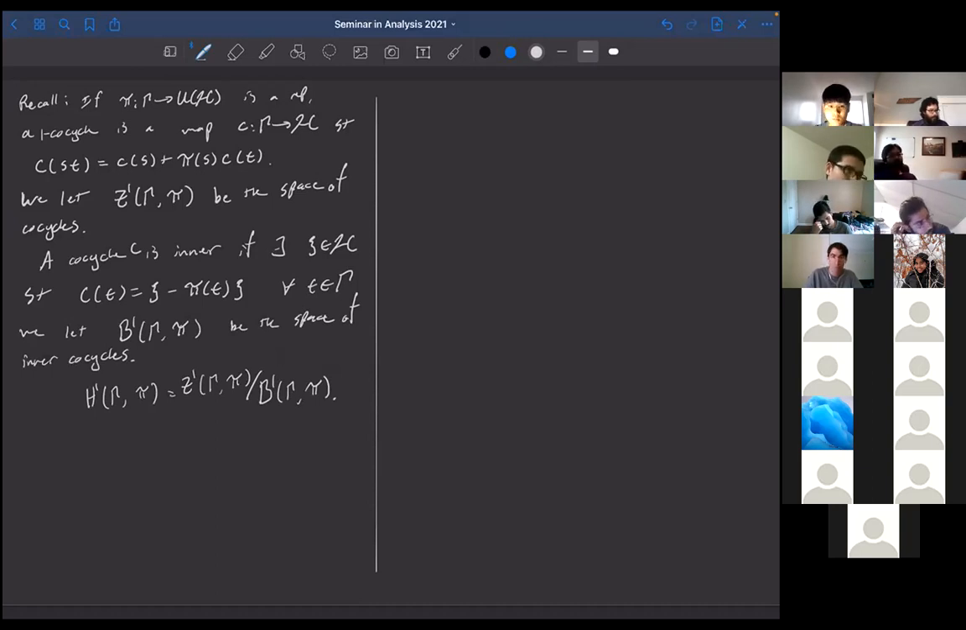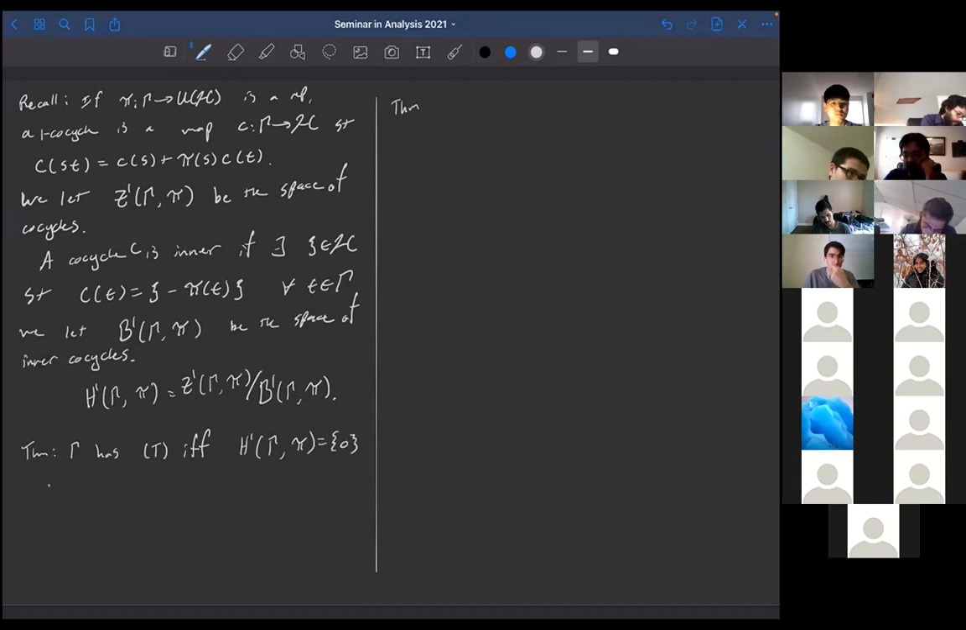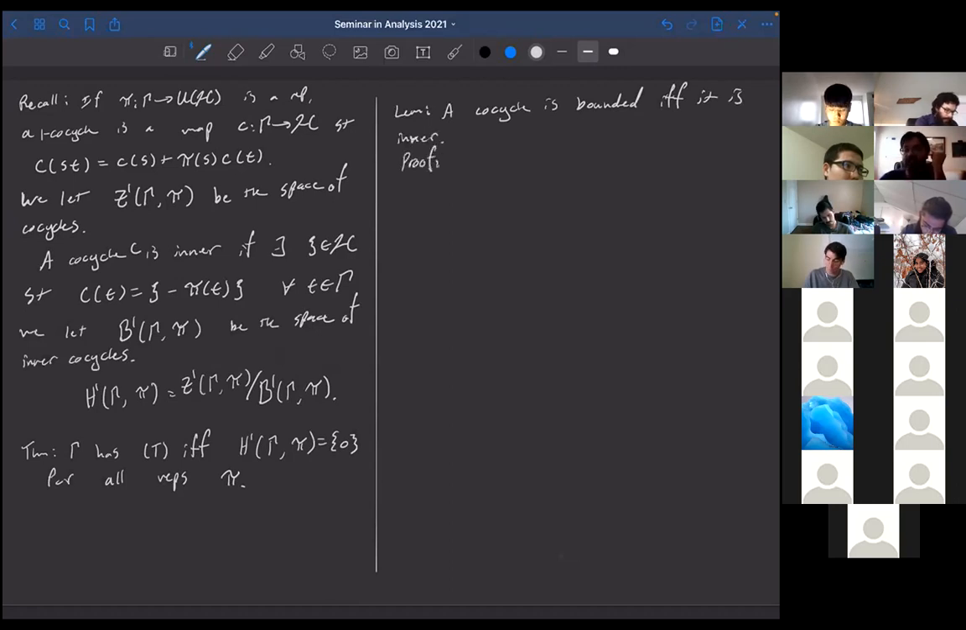And one thing we can prove with property T, so this is a theorem due to Delorme and Guichardet, I'll write down here since we've already proved it basically, is that gamma has property T if and only if H1 of gamma is trivial for all unitary representations. And we can give a proof of this. We've already showed that property T is equivalent to every cocycle being bounded. And so to prove this, all we have to prove is this lemma, which is that a cocycle is bounded if and only if it is inner. All right, and then we have this Delorme-Guichardet.